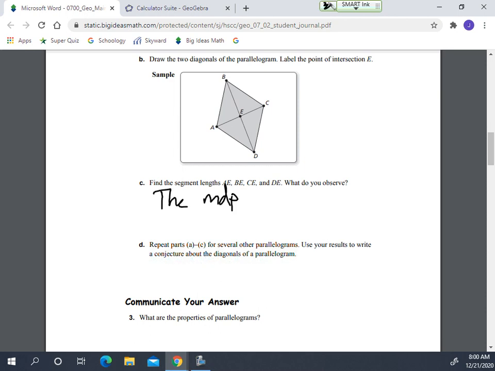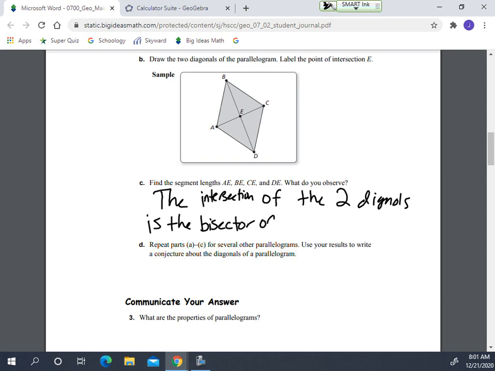The midpoint of the two, sorry, not the midpoint, the intersection. The intersection of the two diagonals is the bisector of each diagonal. Okay?